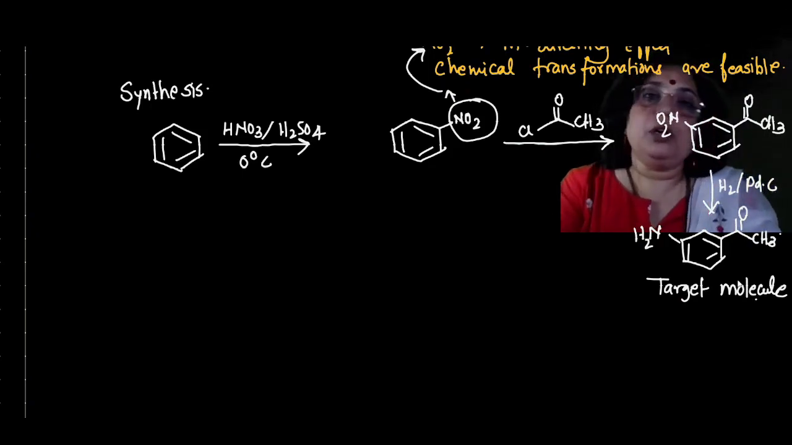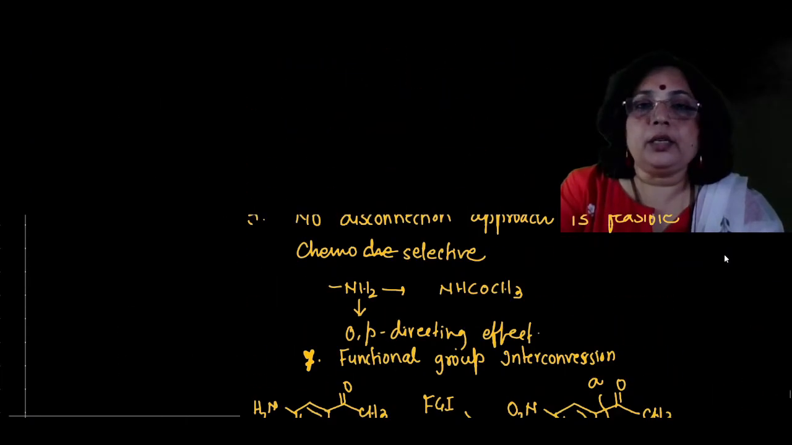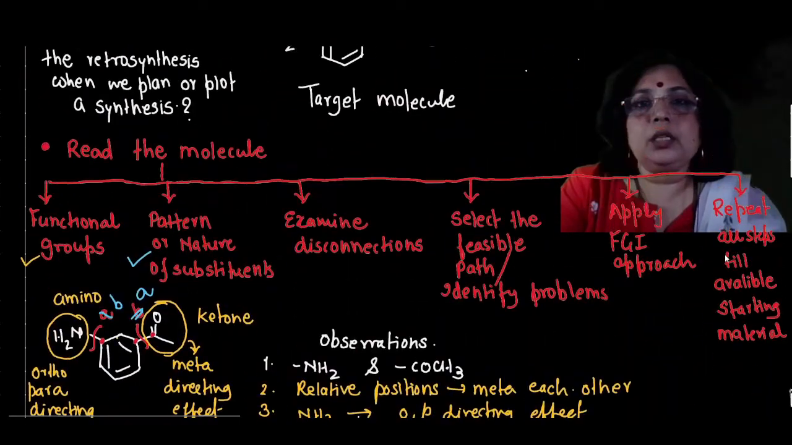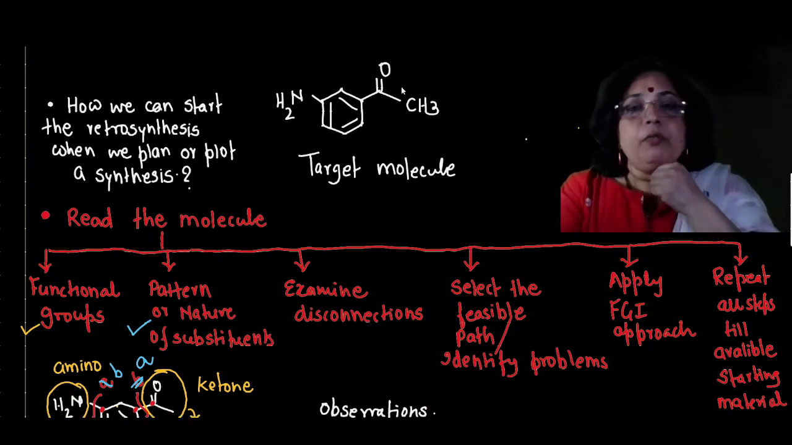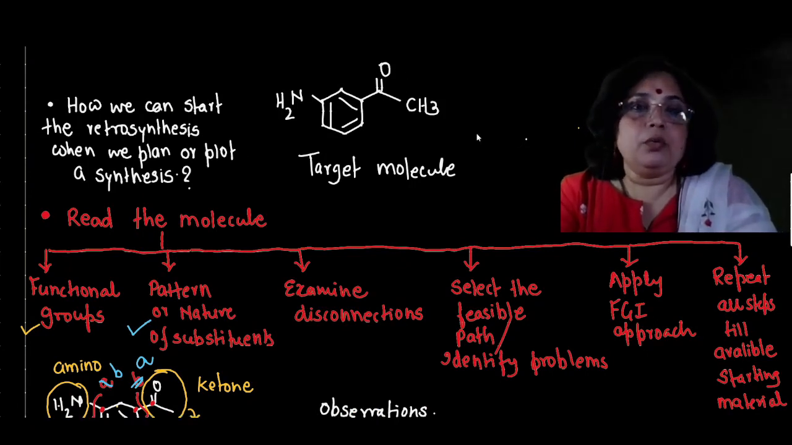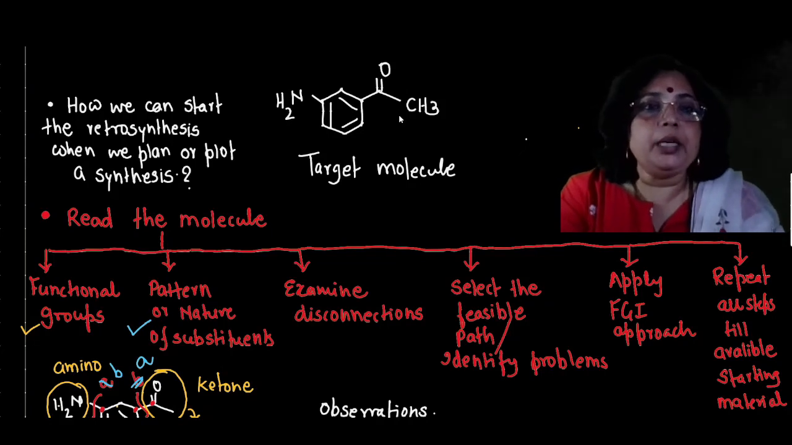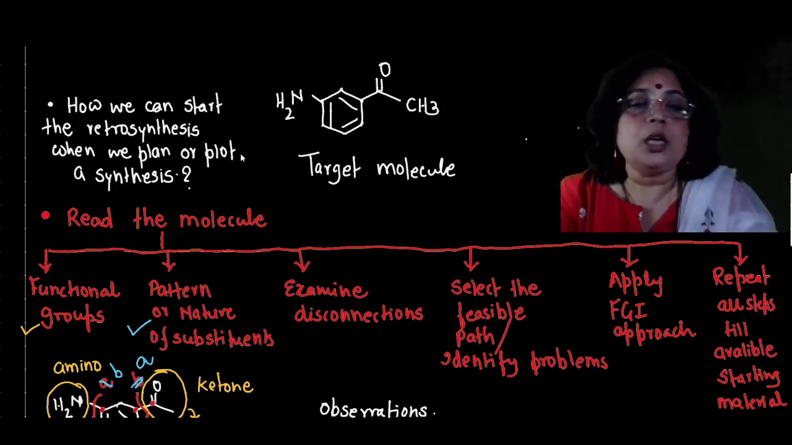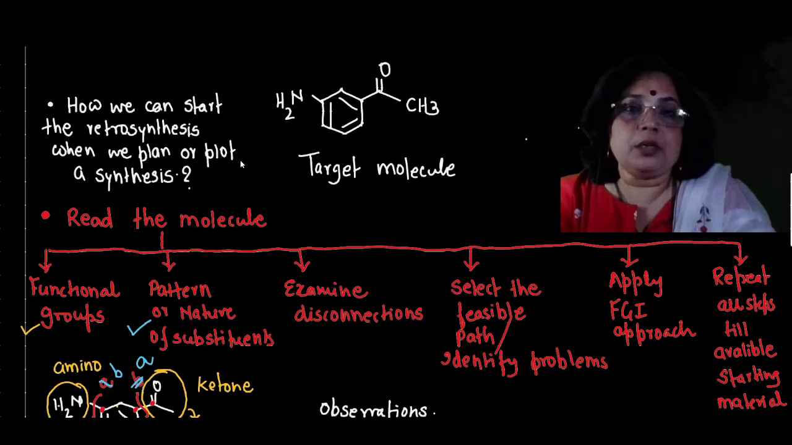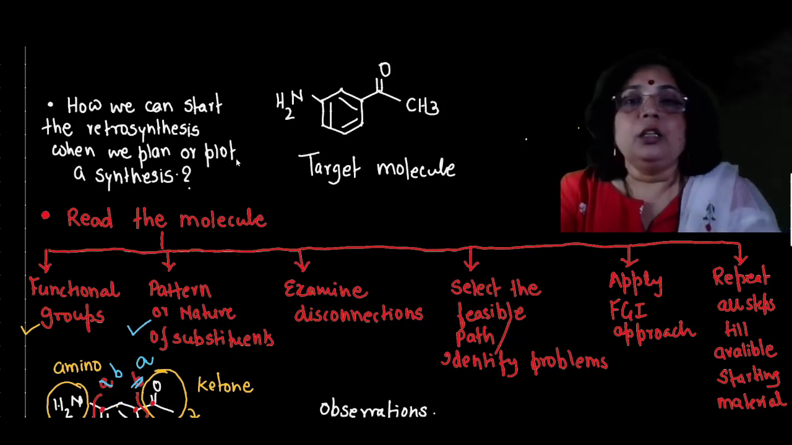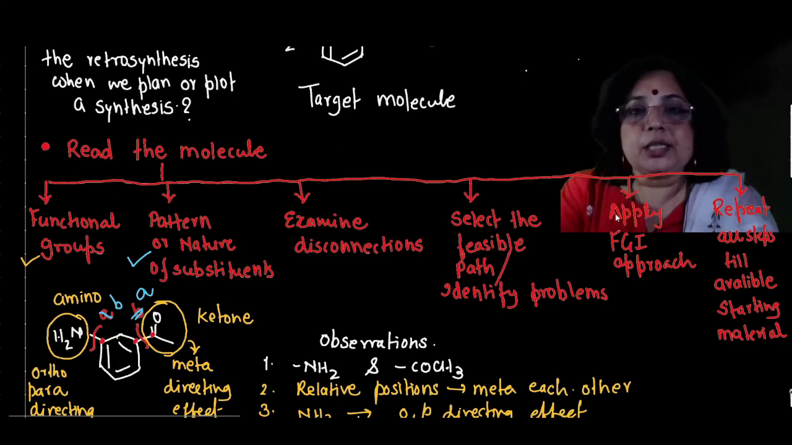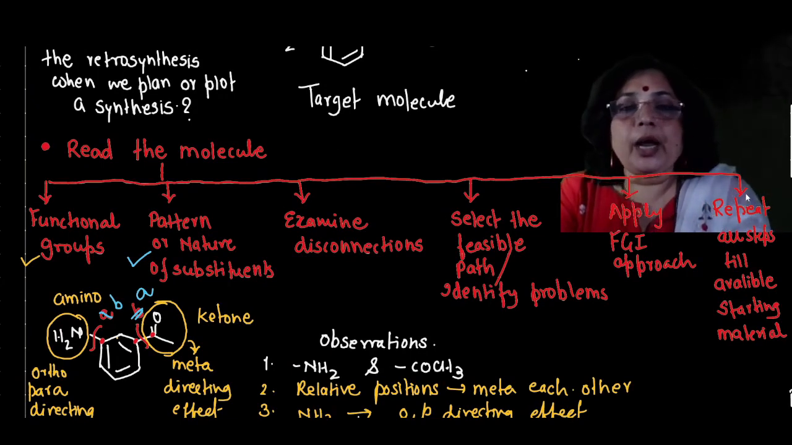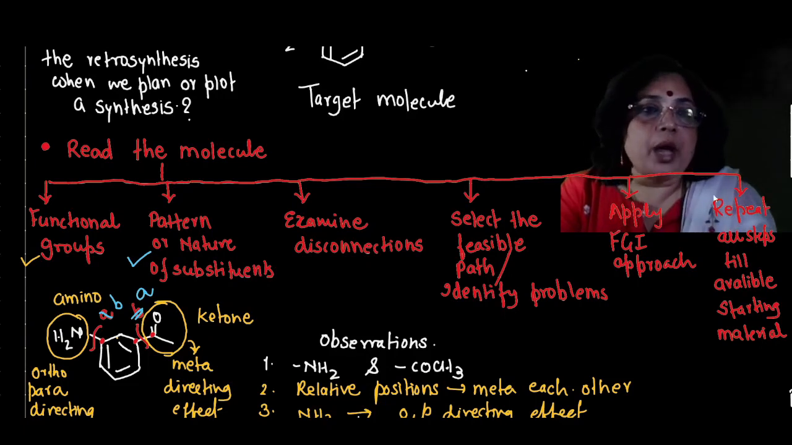Now let me revise one more thing. This molecule looks very simple, but when we start the FGI there are some doubts in our mind about how we can start the retrosynthesis and how we can plan the various steps involved in the synthesis. The answer is we have to read the molecule first. This is a target molecule. We read the molecule and then apply the various guidelines, one by one.